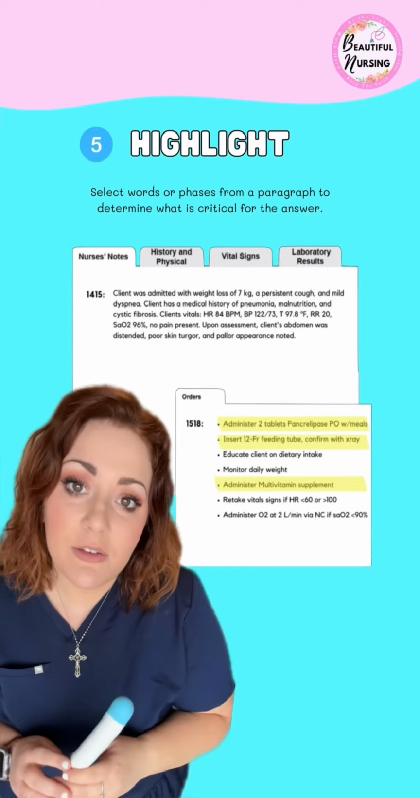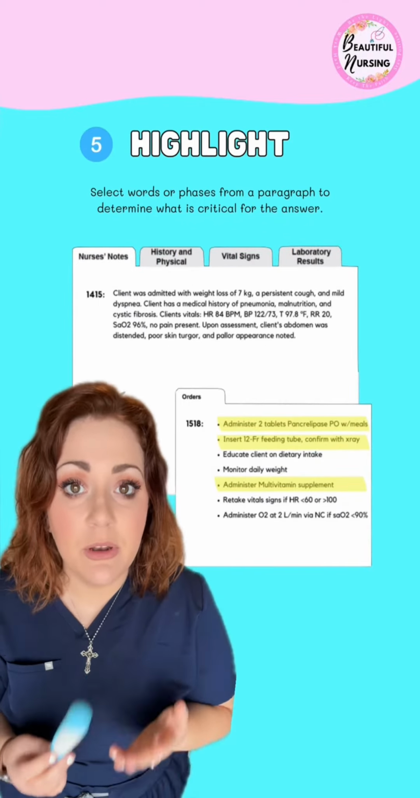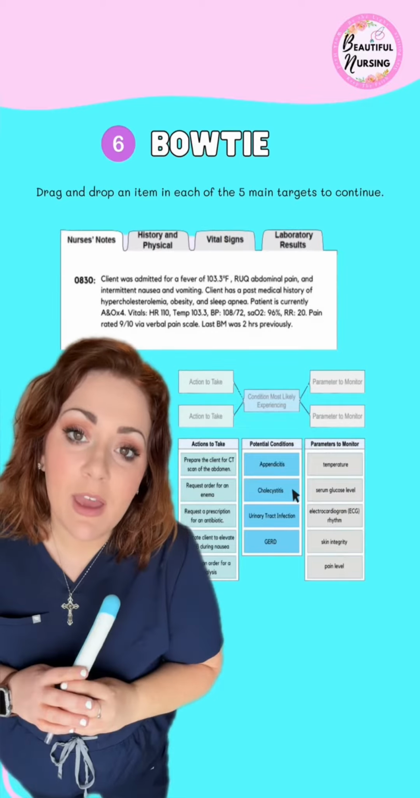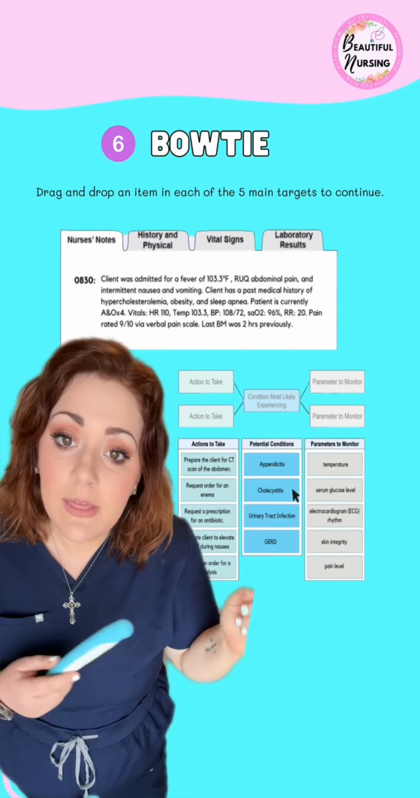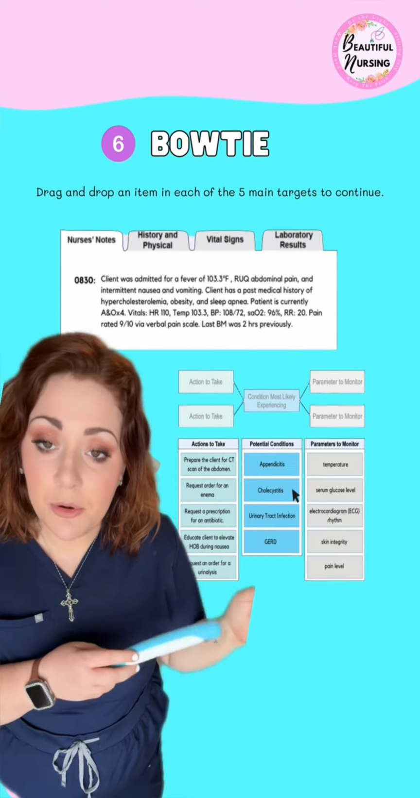Here we have a highlight. So again, you're going to read a paragraph and you're just going to highlight what information is critical. And then finally we have bow tie. So when I took this question, I remember I started with the blue column of potential conditions and then I chose what action the nurse should take and the parameters to monitor.